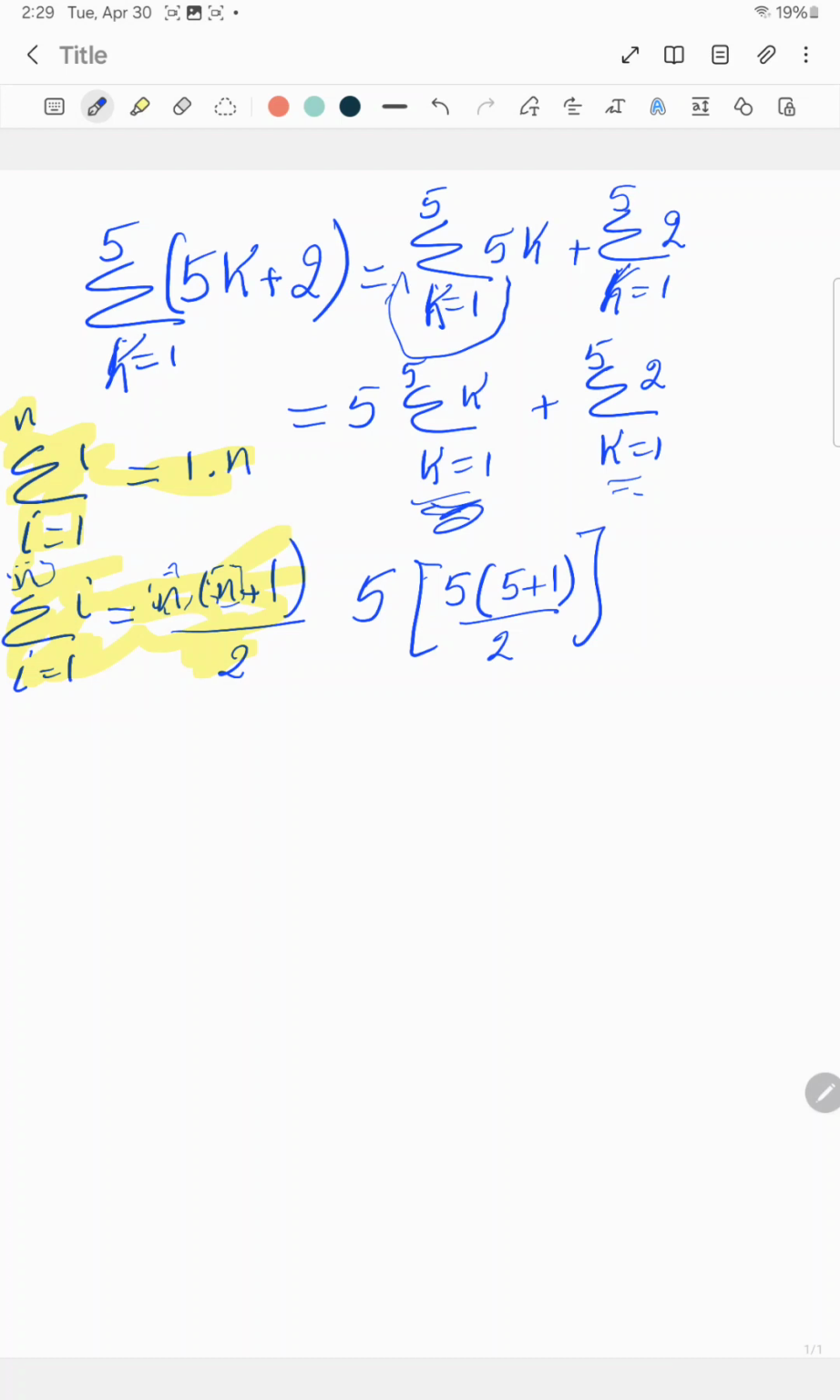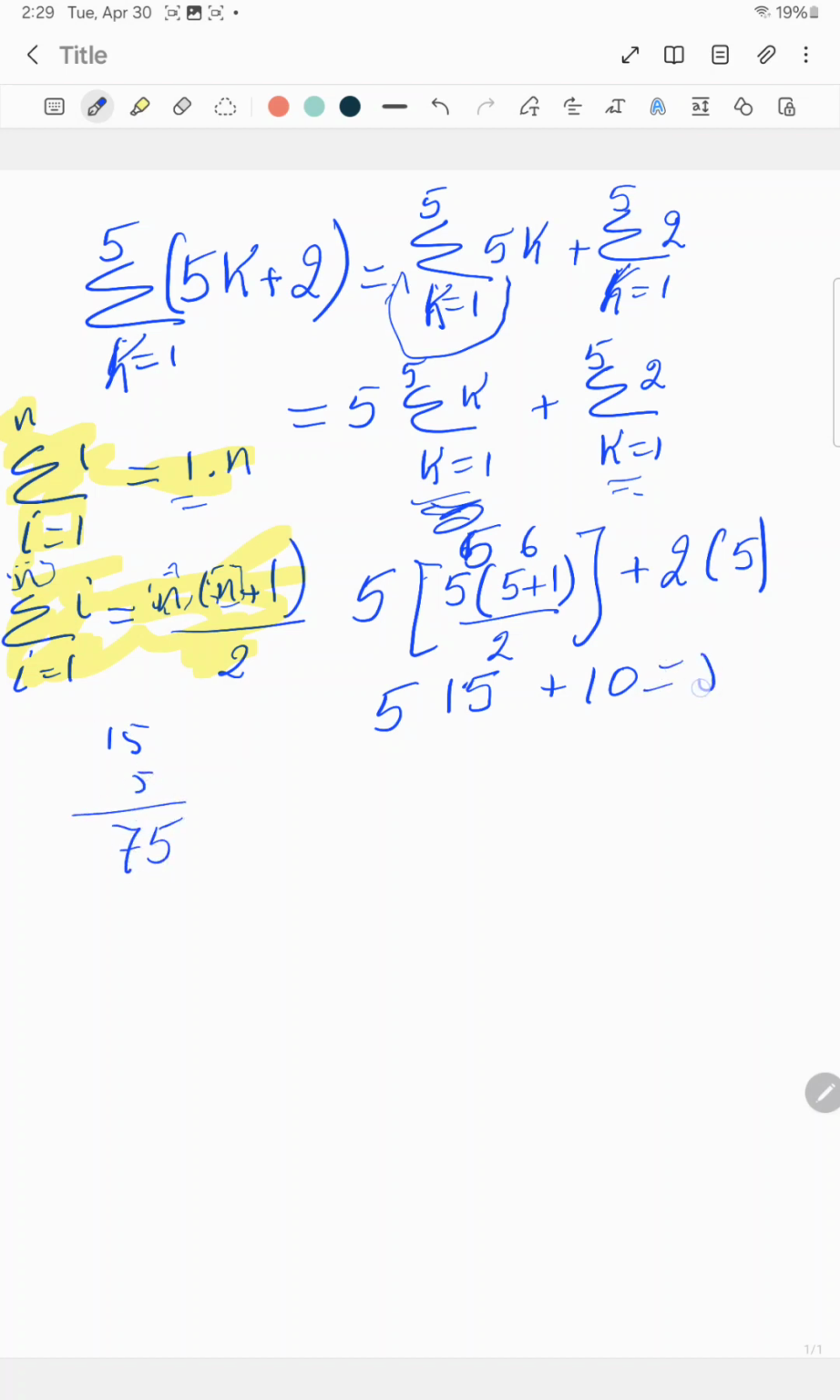And for the second one, using the first formula, it becomes plus 2 times 5. So this becomes 5 plus 1, 6 times 5, this is 6 times 5, which is 30, 30 divided by 2 is 15. 5 times 15 plus 10, and 5 times 15, 5 times 5 is 25, 75, plus 10 is equal to 85. And that's the final answer.